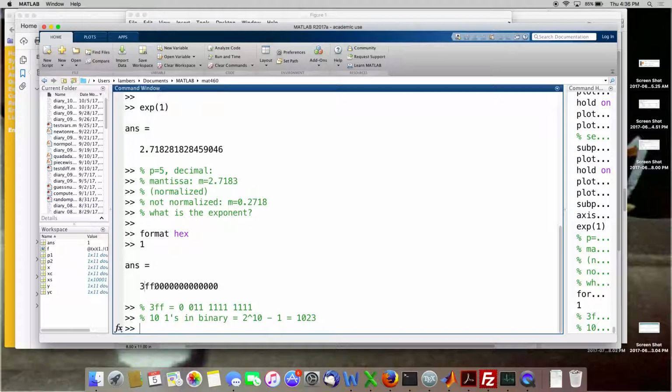Is that the ones complement? No, it's not the same thing as that. So you bring even more computer science into the room.